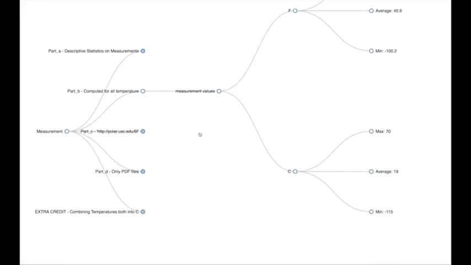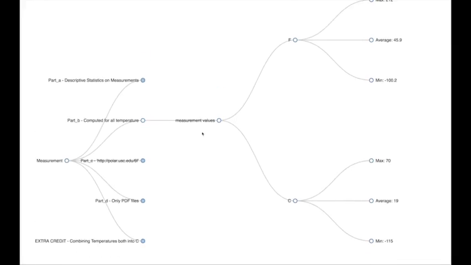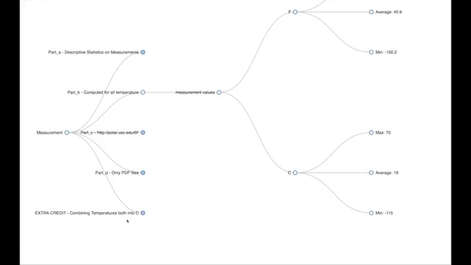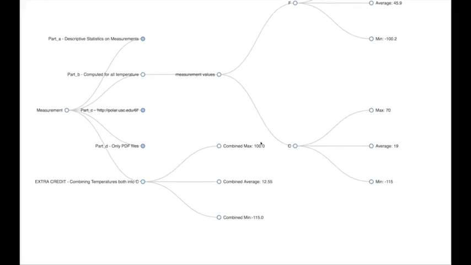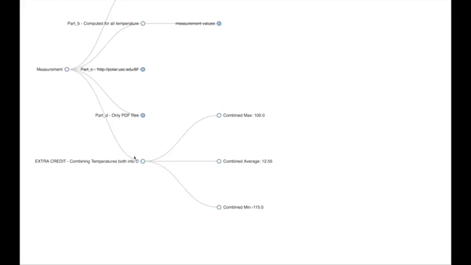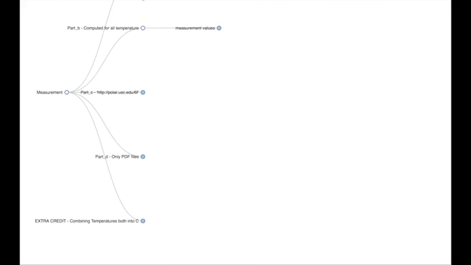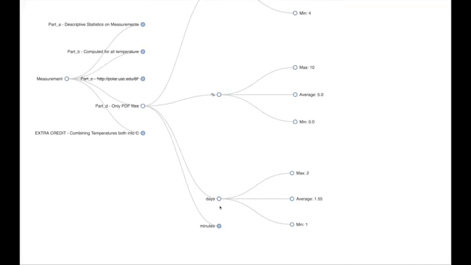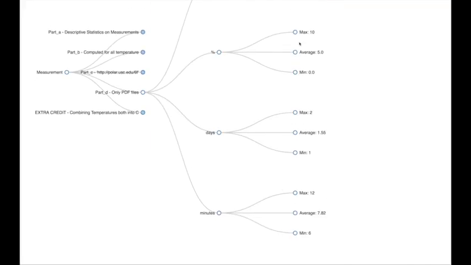We found that this was very interesting, that Fahrenheit and centigrade were two different distributions. So as extra credit, we combine both of them into Celsius. And finally, we did analysis of just PDF files to see what months, percentages, days, and minutes are represented within only those particular files of that MIME type.